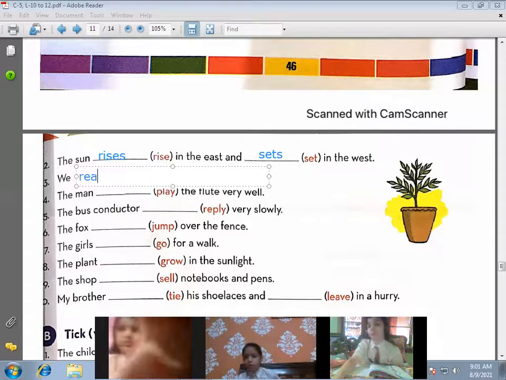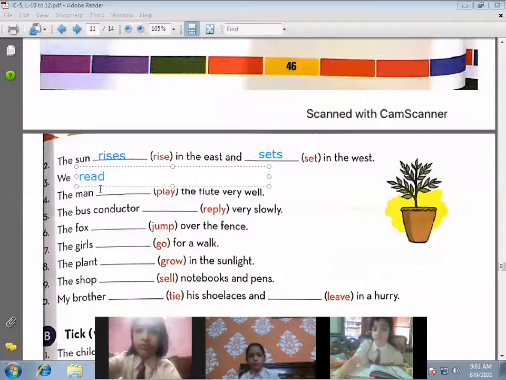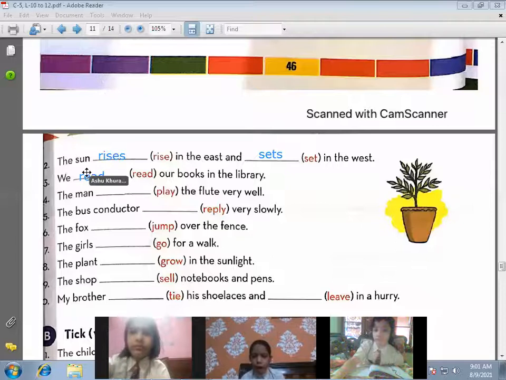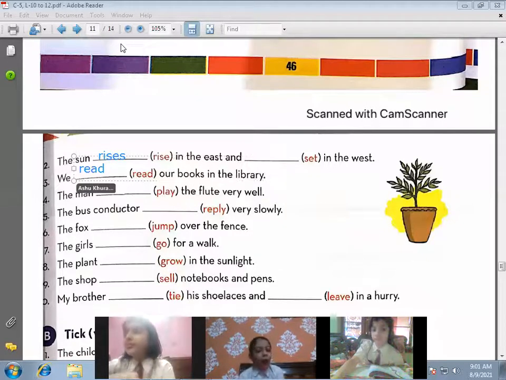Here we are talking about we. We is the plural pronoun. So we will write here only read. Read. Okay. Now the next one, mute yourself. Ananya Arora.